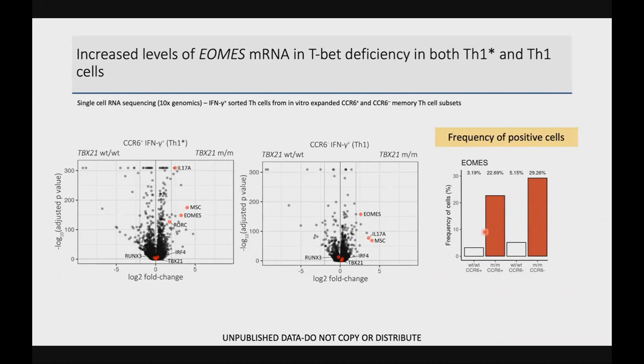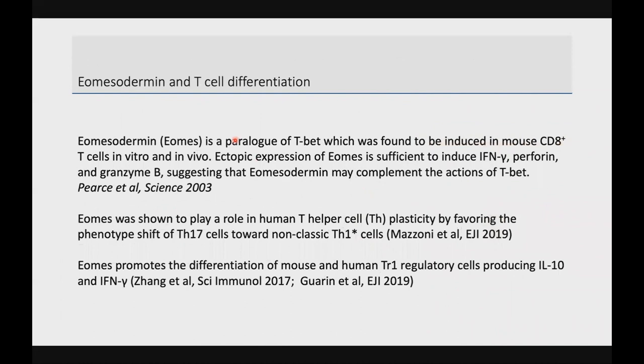So altogether, Eomesodermin can be an interesting candidate because it is a paralog of TBET, which was already found to be induced in mouse CD8 T cells and be sufficient to induce interferon gamma production together with perforin and granzyme B. The role of EOMES in humans is less clear. It has been shown that it can play a role in driving the differentiation of Th1* from Th17.